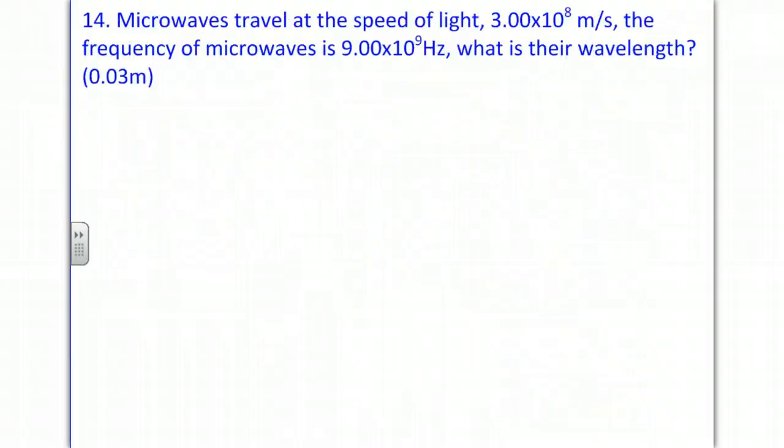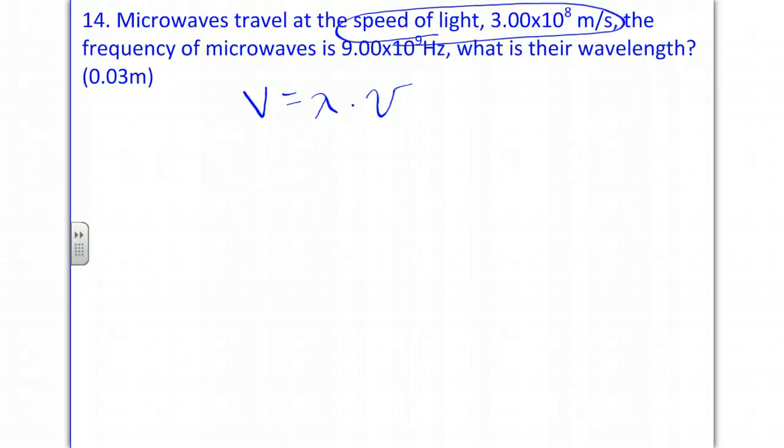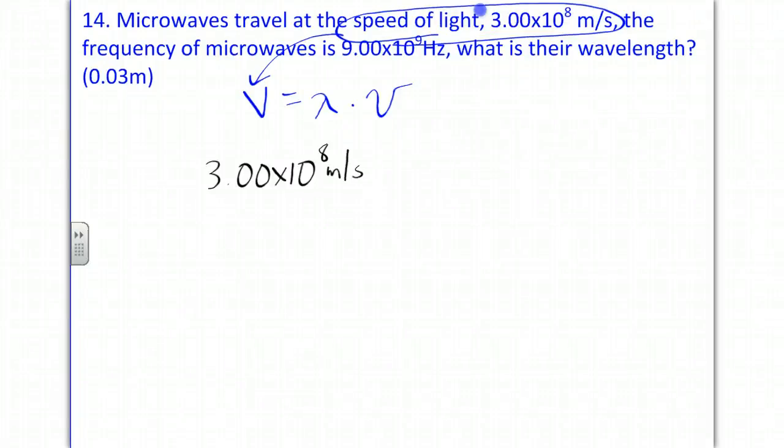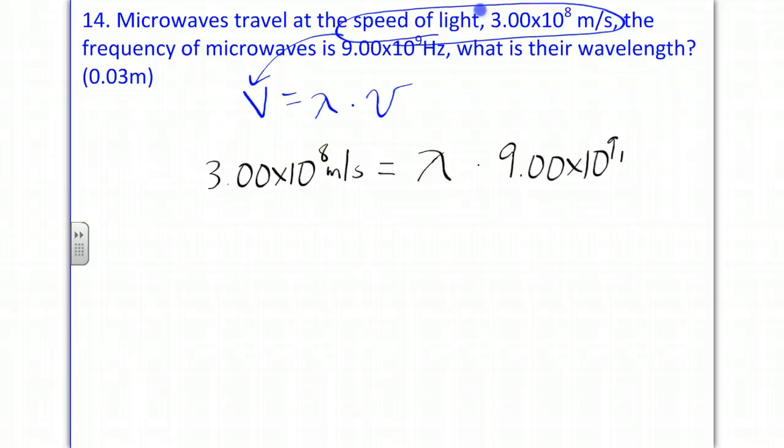Number 14, we're going to use velocity equals wavelength times frequency. However, this is not the speed of sound. It's the speed of light, which they give to me, and that's the speed I'm going to use right here as my velocity. So 3.00 times 10 to the 8 meters per second is equal to, we want to know what is the wavelength, but they give me the frequency, which is 9.00 times 10 to the 9 hertz.